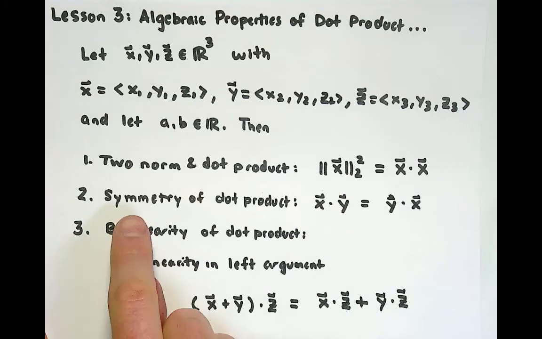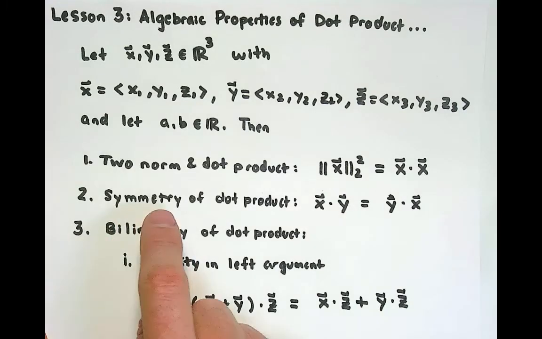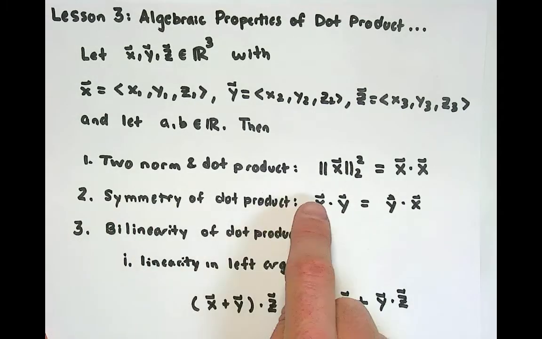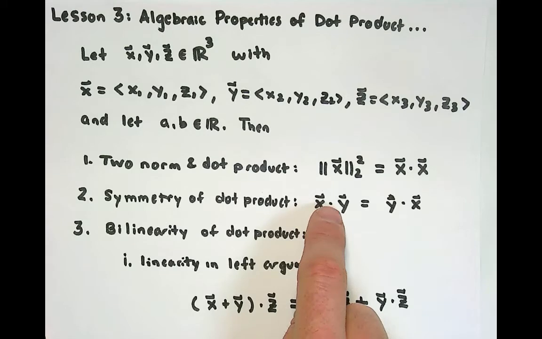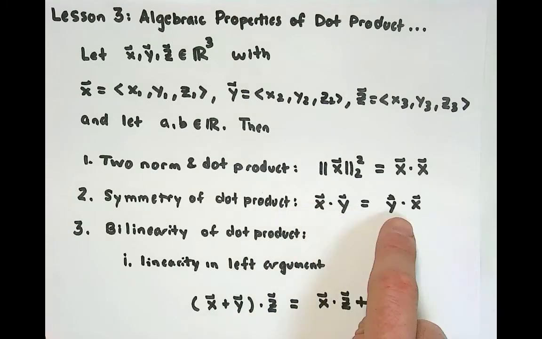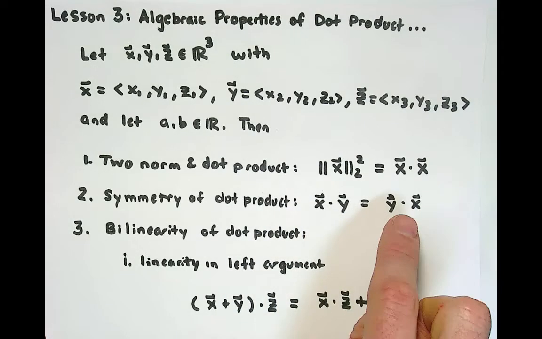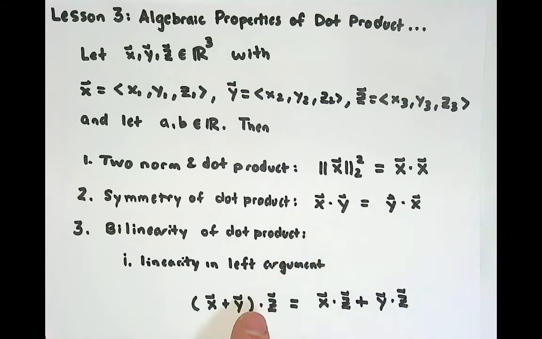We also showed that the dot product was symmetric or commutative. If you're normal, you can call it commutative. If you're abnormal, you might call it symmetric. x dot y was equal to y dot x. We could switch the order with no cost. And then we are now working on the second part of bilinearity in this video.